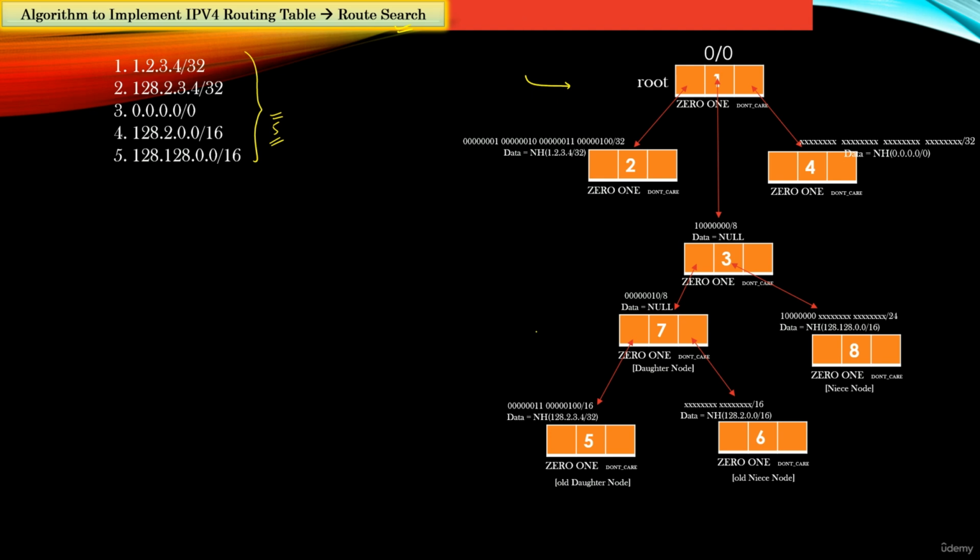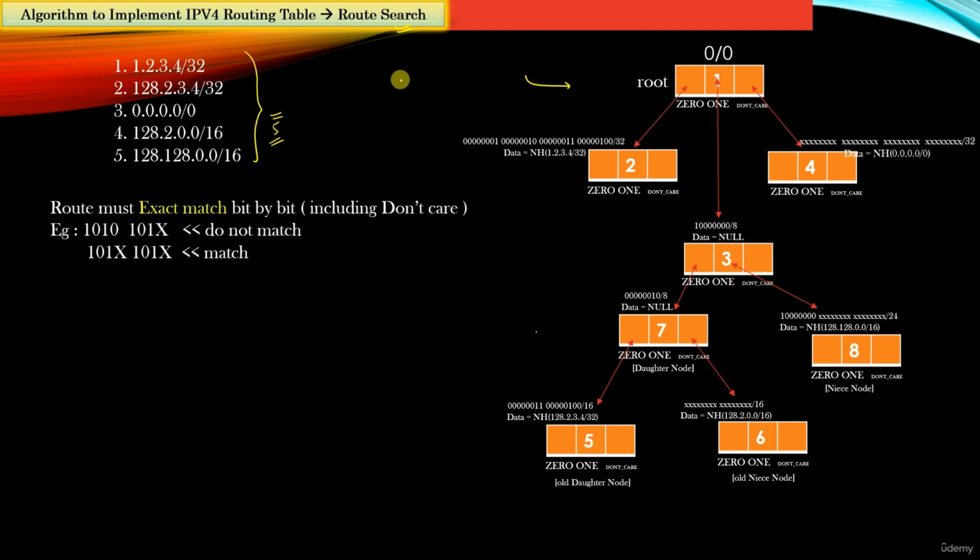Now we are going to discuss how to search a particular route in this mtry data structure. When I say searching a particular route, it means that given a route, let's say 128.128.0.0/16, I need to come up with the answer yes or no whether this route is present in this mtry data structure or not. So route search algorithm is based on exact match bit by bit, including the don't care.